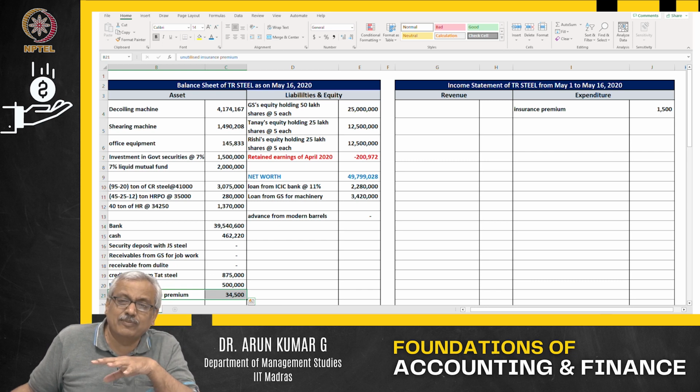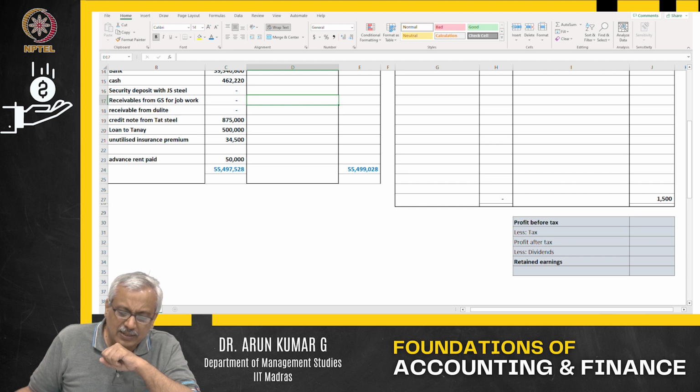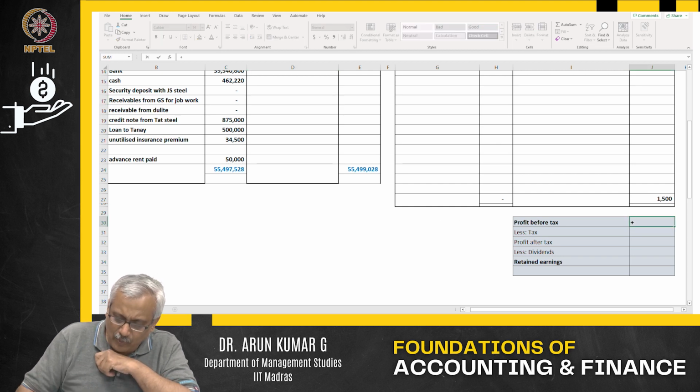Next, if I want to prepare them for the month of June, I will take whatever is the expenditure for that one month and write it as an expenditure in the month of June, and then keep the others as unutilized in this particular case. So that is all that happens. Now this has happened. Now what happens?